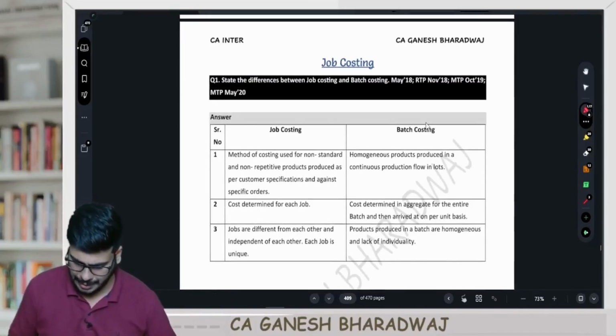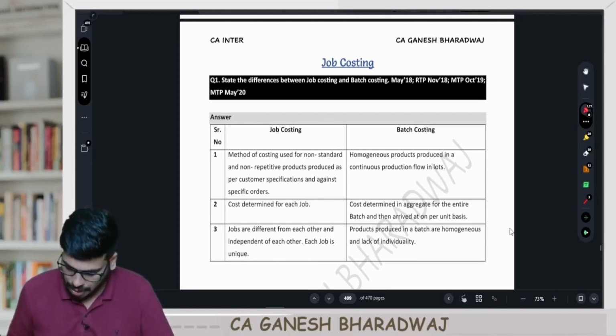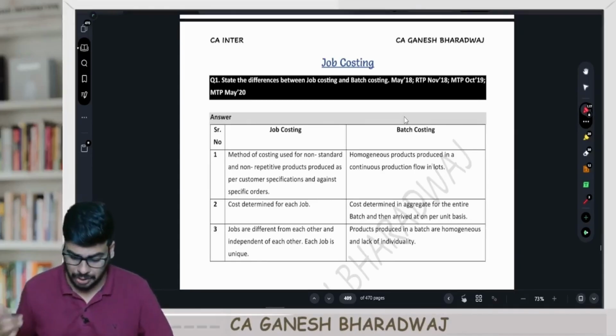See, this was repeatedly asked. State the differences between job and batch costing. So this you can't answer right now because we are yet to do batch costing. Once we do batch costing, you yourself can actually cover this. Not a problem at all.